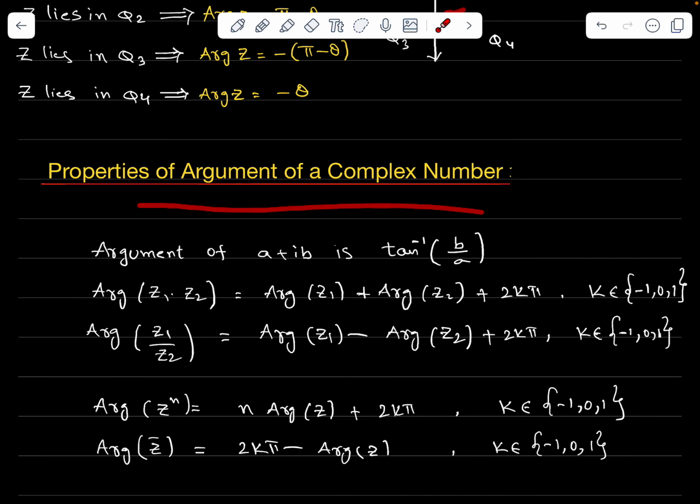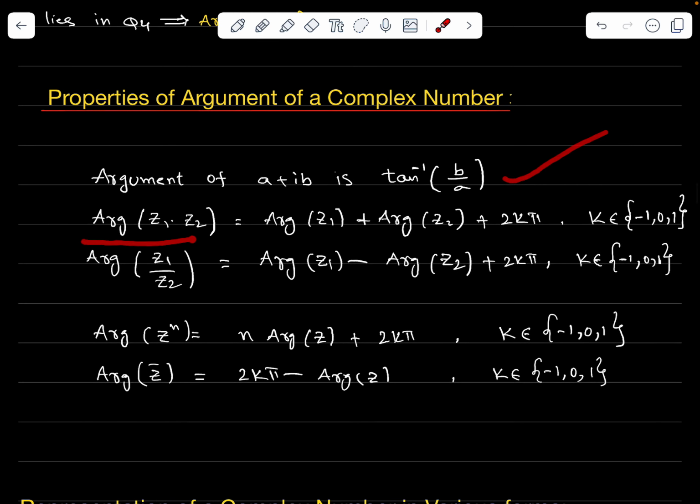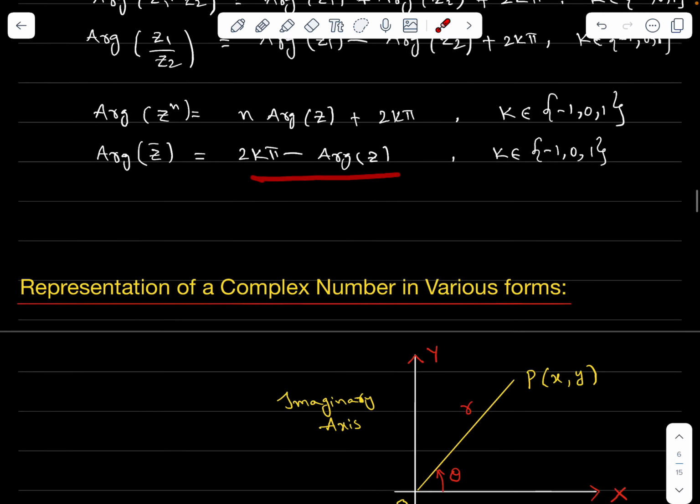Properties of argument of a complex number. Argument of a plus ib is tan inverse b by a. Argument z1 into z2 is equal to argument z1 plus argument z2 plus 2k pi, k belongs to minus 1, 0, 1. Argument z1 by z2 is equal to argument z1 minus argument z2 plus 2k pi. Argument z power n is equal to n argument z plus 2k pi, k belongs to minus 1, 0, 1. Argument z bar is equal to 2k pi minus argument z.